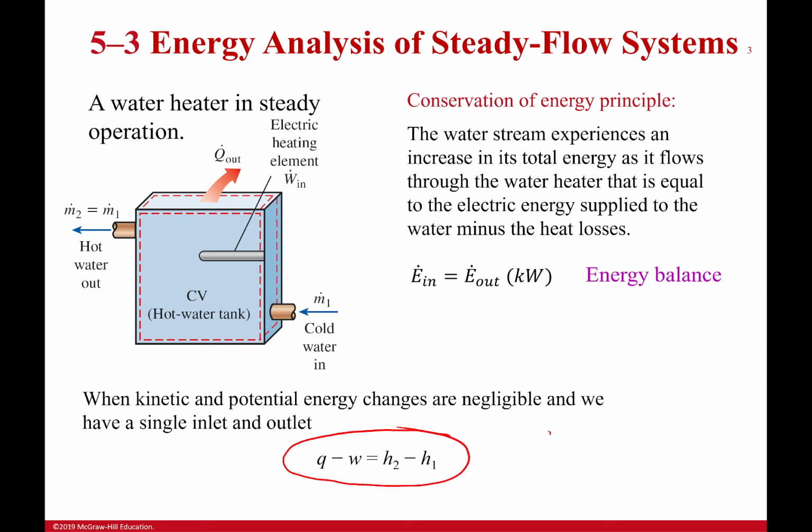Where in this case, lowercase q would be equal to my q out over my mass flow rate, and lowercase w would be equal to my work in over the mass flow rate. So I can take those crazy equations and I can simplify it down to here. My change in enthalpy from one place to another will be equal to the heat going out minus my work. And sign conventions do matter there, which is why we can do that.